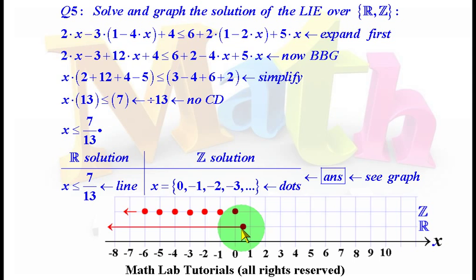Of course, 7 over 13 is not an integer, but the next integer to the left of it is 0. So we put a solid dot at 0 and then include -1, -2, -3, all the way down to -infinity. And the same thing over the reals. It goes all the way down to -infinity. And so this is the graph over the integers and over the reals for that linear inequality that we started with up here. Okay, we're going to do an over and out.